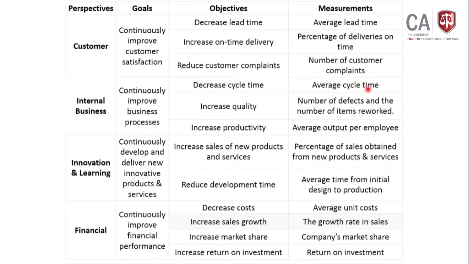Measurement is also there. So, average cycle time, these are the measurements. Through the systems, the strategic enterprise management system, these things can be measured. So, there should be a measurement in order to take into the details. Let's say average cycle time, number of defects, number of items reworked, average output per employee, these things have to be improved ultimately. So, as an objective you are achieving this, and as a measurement you are achieving this. So, there is something to be quantified. In number terms there should be some achievement. These are the measurements you have to understand.